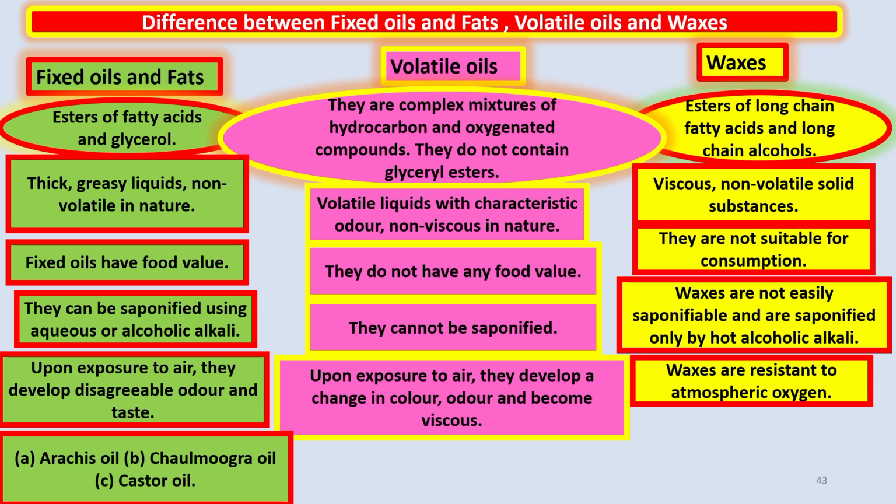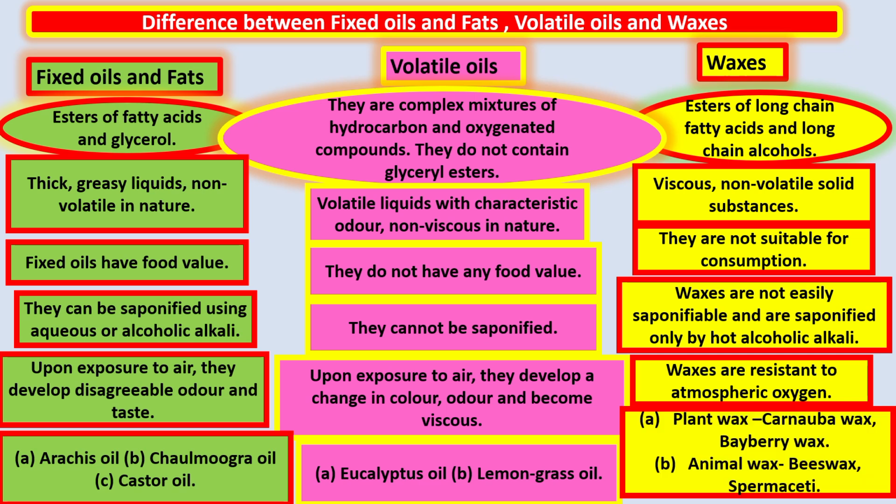When you see fixed oils and fats, examples are arachis oil, chaulmoogra oil, castor oil; we will see all this in detail. Volatile oil examples are eucalyptus oil, lemongrass oil. And waxes: plant wax, carnauba wax, bayberry wax; animal wax, beeswax, spermaceti, which is prepared from the sperm whale. So these are some of the examples which we have discussed, and the difference is also needed for the student.